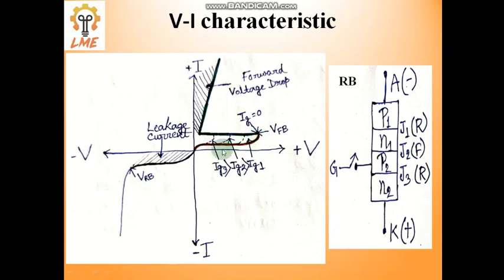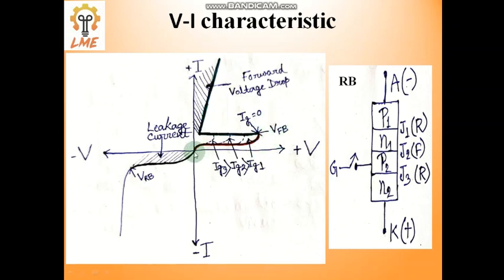point is known as forward blocking mode. From this particular point, VFB, to this particular point is known as forward conducting mode. Here, that is known as forward voltage drop. This particular area is known as leakage current, and this particular point is known as forward breakdown voltage.